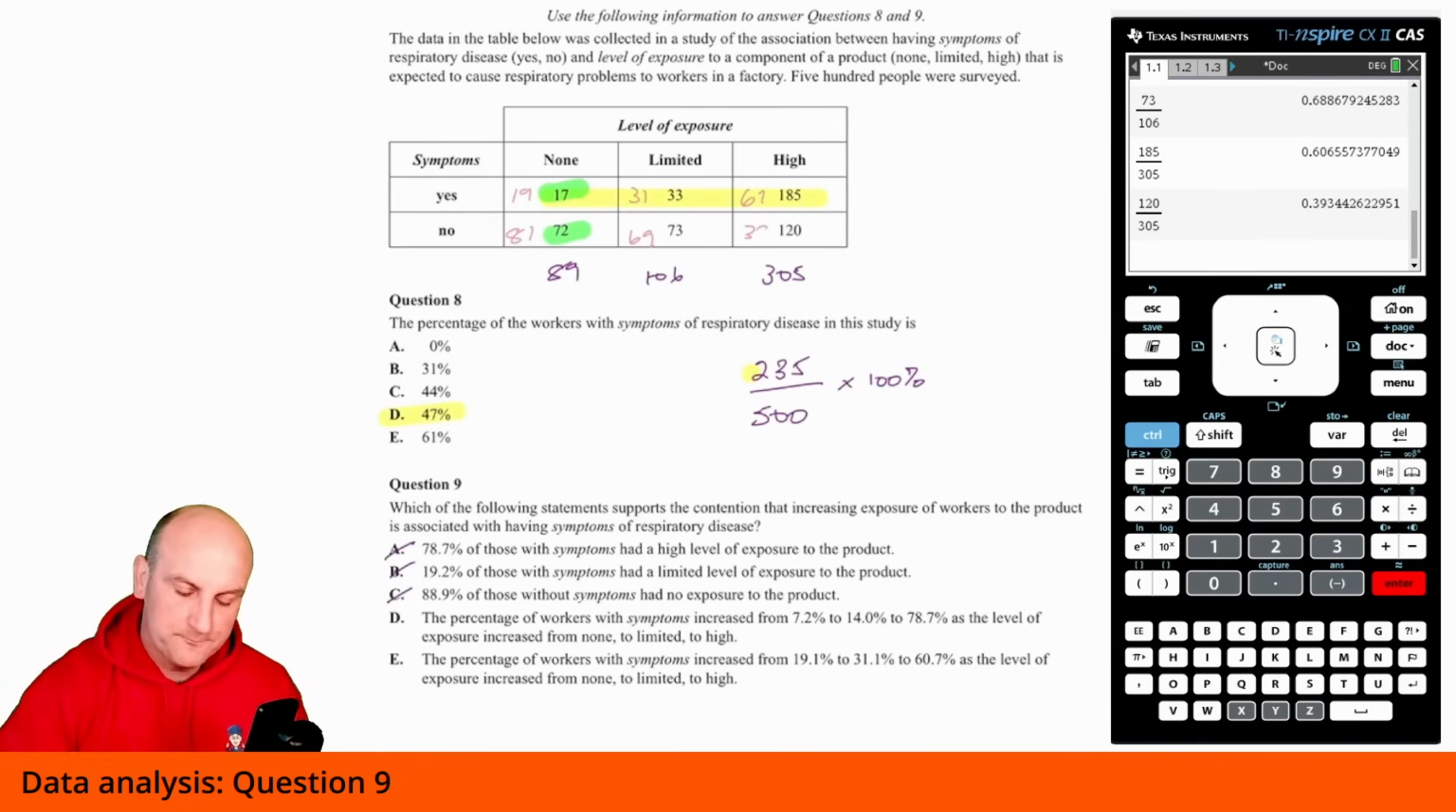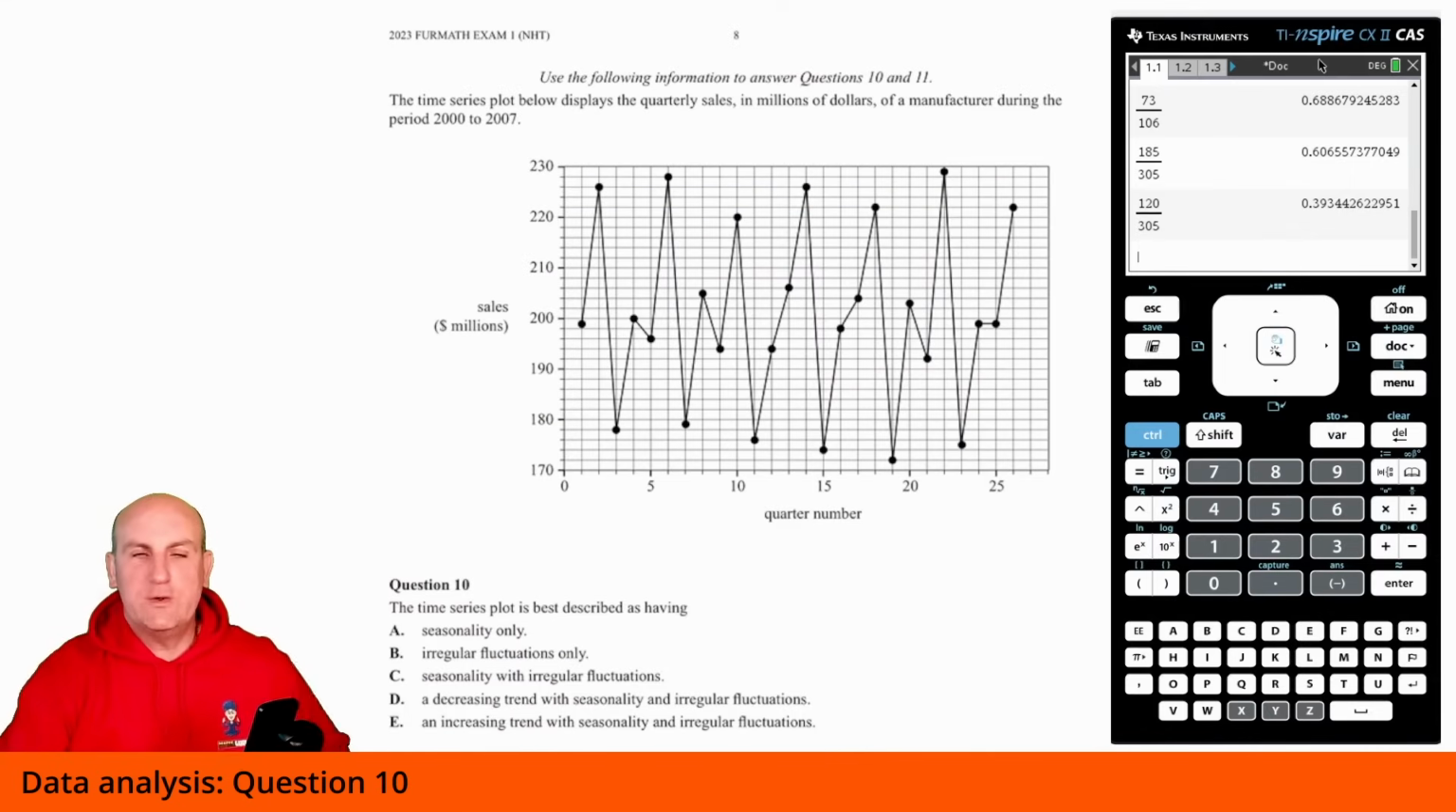Okay, so 39. Now what I've got to try and do is work out which of my percentages fits with those tables. Right, 19, 31 and 61 seems to be E there as my correct answer. So I'm going to put E as my correct answer because that's the one that all of my percentages seem to fit. All right, so moving on to question number 10.